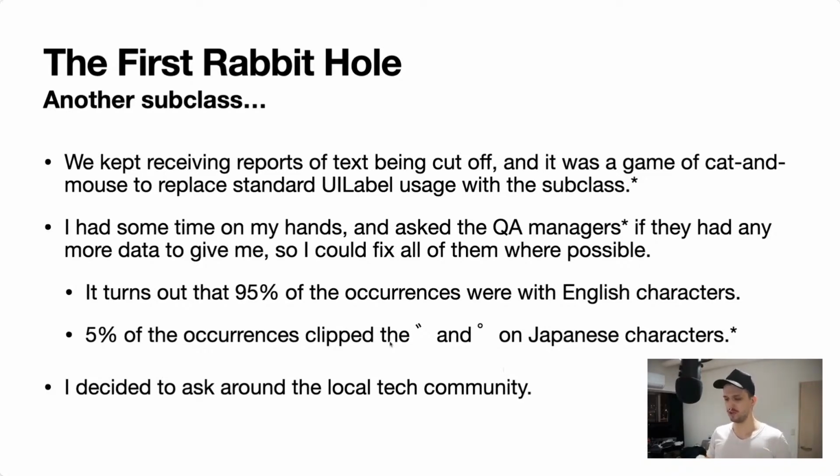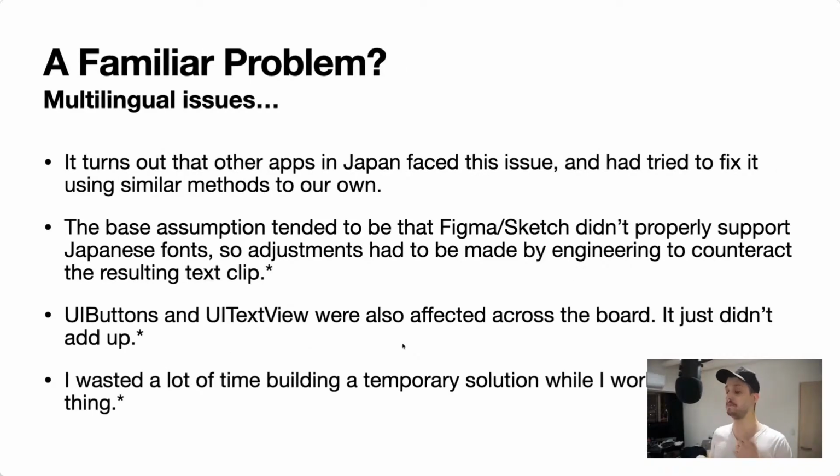So I decided to just ask around the local tech community. Turned out it was a familiar problem. And other apps in Japan were facing this issue, and they had tried to fix it using similar methods to our own. Everyone had come up with a label subclass, or just a container view with clips to bounds turned off, for example. And the base assumption tended to be that Figma, Sketch, whichever design tool here, didn't properly support Japanese fonts. So adjustments had to be made by engineering to counteract the resulting text clipping.